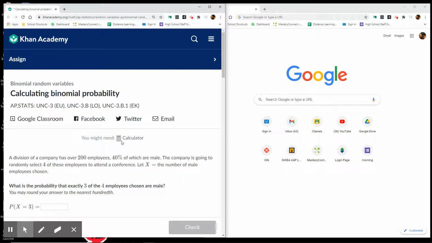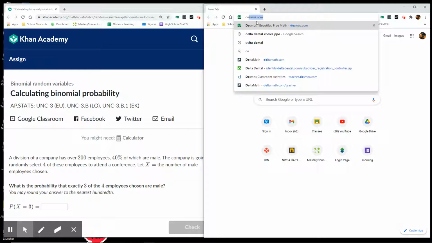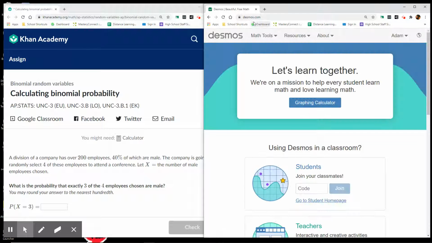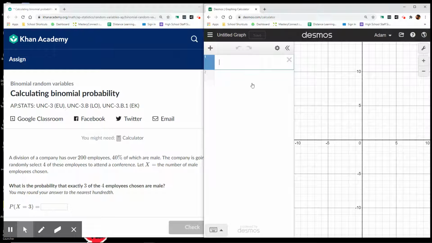All right, guys. So I am going to be showing you how to do this calculating binomial probability assignment using either Desmos or Google Sheets. So here I've got one of the problems pulled up. I'm going to show you Desmos first because it is a little bit easier to use and to figure out if you're not having to give me a table or something like that.